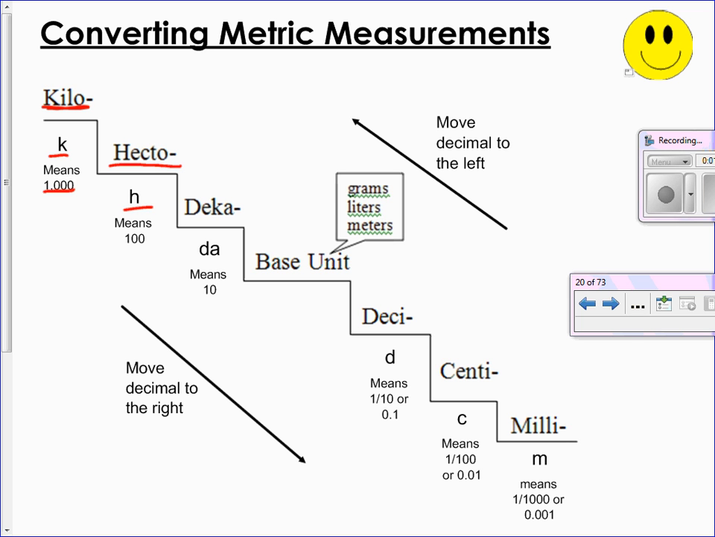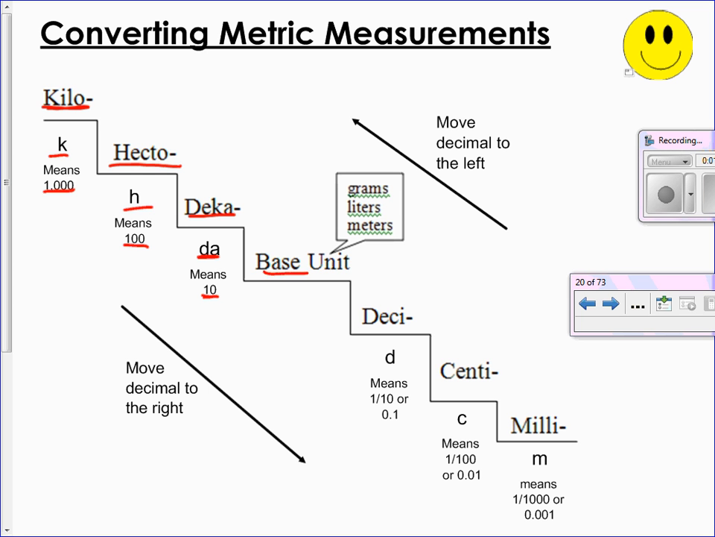Then you move into hecto. Its symbol's H. It means 100. Deca. Its symbol's DA. This is the only one with 2 letters, and it means 10. The example I like to give with deca is in a decade, which has the prefix deca in it, there are 10 years. So decade has 10 years, deca means 10.